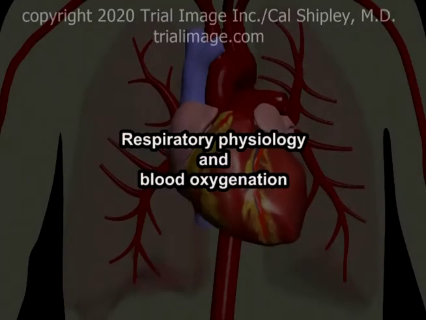In order to understand the mechanism and significance of a pulmonary embolism, it is critical to be familiar with the physiology of respiration and blood oxygenation in the body. So let's begin with a review of that.